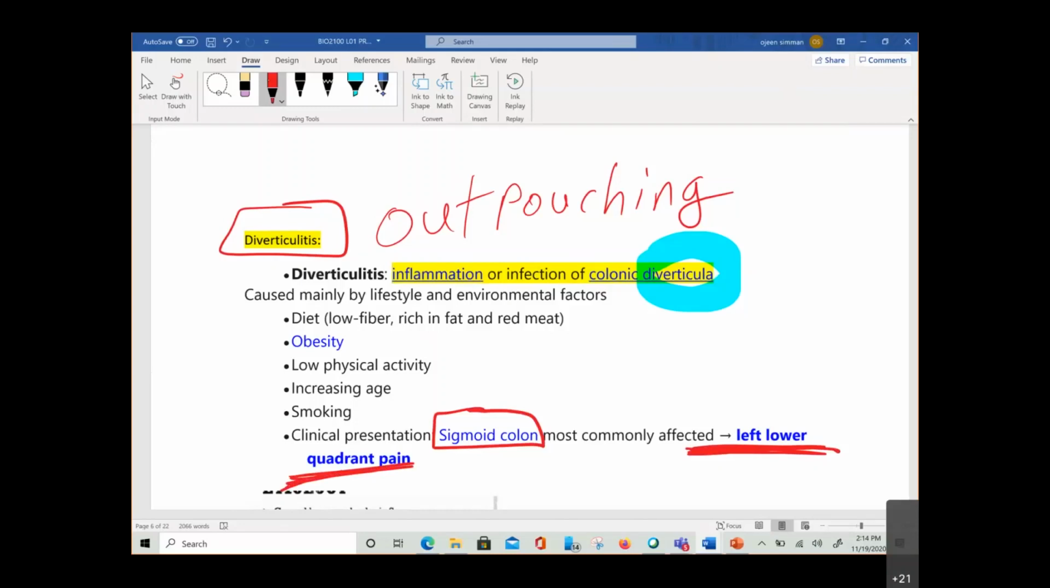Okay. What type of patients should you suspect diverticulitis in? An older patient, especially an older patient with a low fiber diet, presenting with left lower quadrant pain, right away you should suspect diverticulitis.